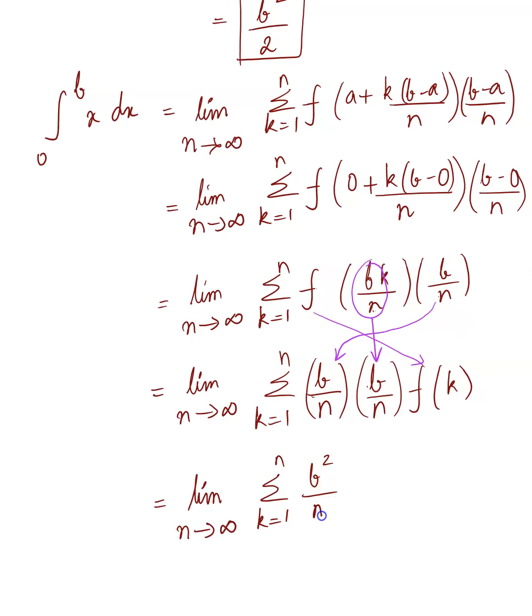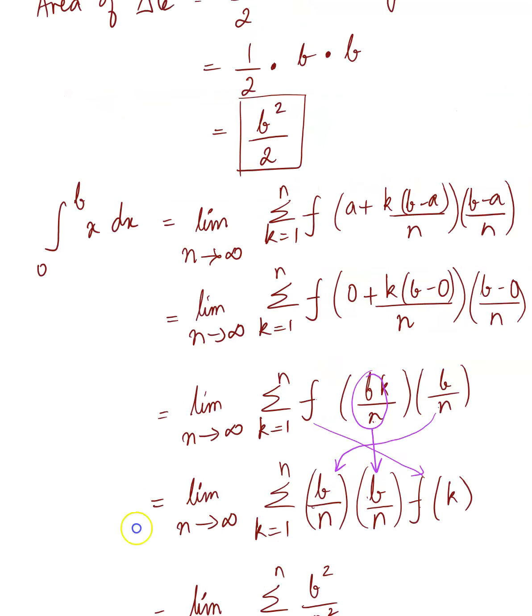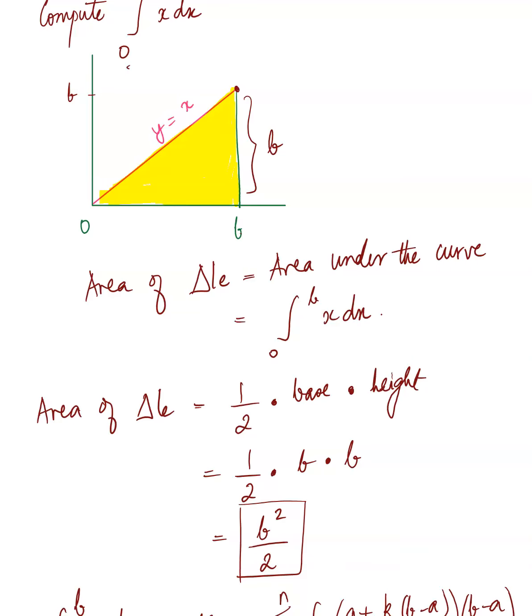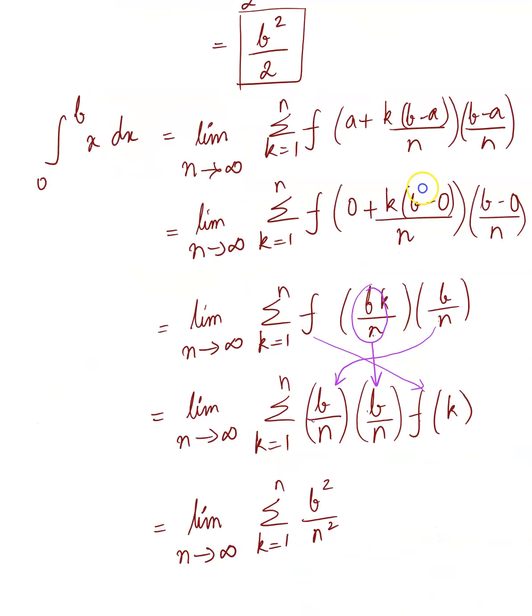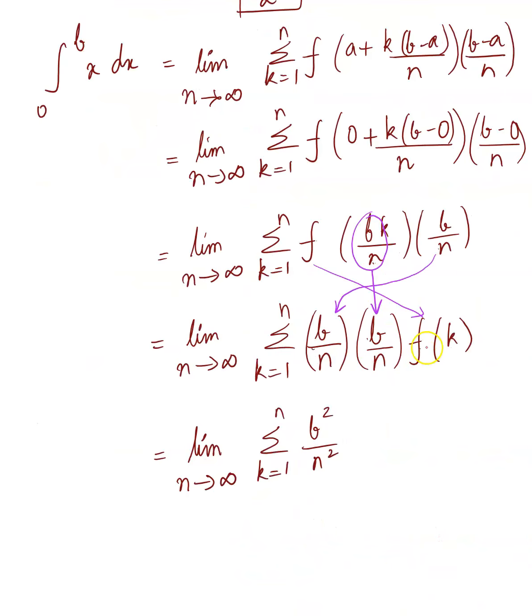b squared over n squared. And what is f of k? Now this is the identity function, right? f of x is x itself. So whatever x is, that is your y, basically. So if it is k, then it is k itself. f of k is equal to k.